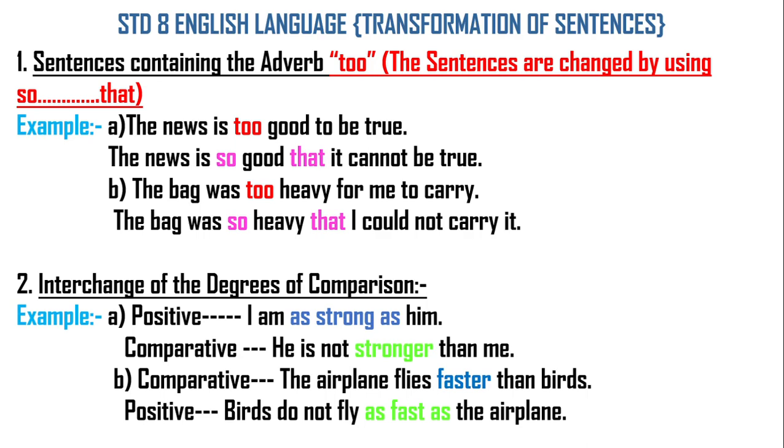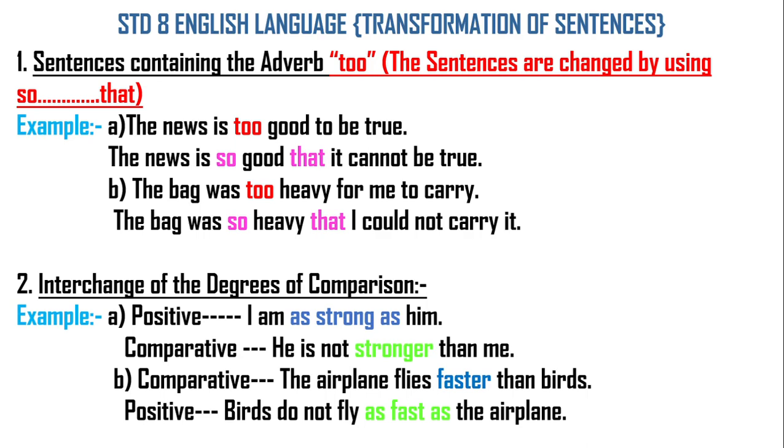So the word the is always used. The fastest, the brightest, the strongest. Now, let us understand it by looking into the examples. See, the first sentence, I am as strong as him. Positive degree. If we want to change into the comparative degree, we will write he is not stronger than. Pay attention. The comparative degree always has the word than. Stronger than. So he is not stronger than me.